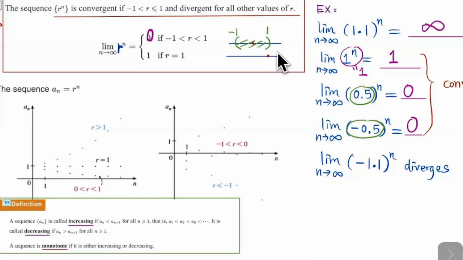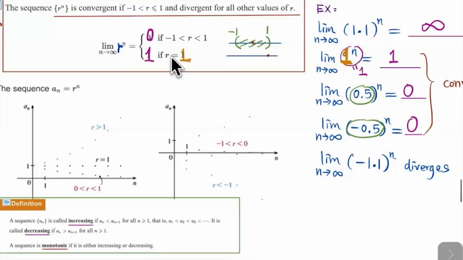When r is equal to 1, then the limit of that will be 1, because 1 to any power is still 1. It's also convergent, right? It converges to 1.